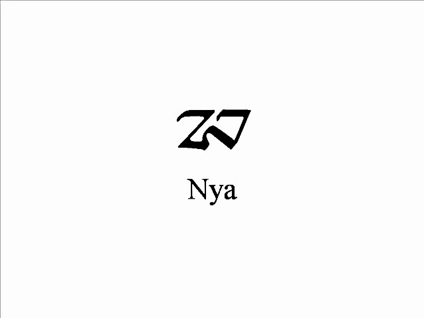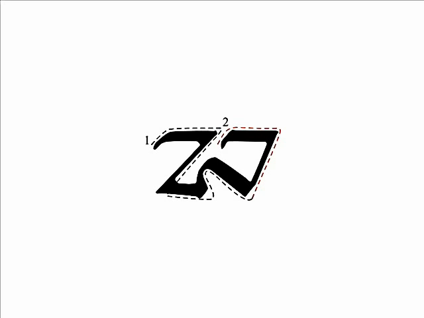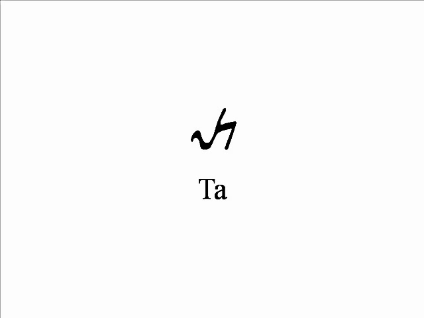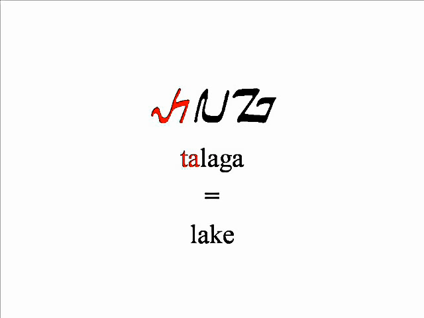The sixth letter is Nya, as in the word Fanya, a person name. It can be written like this, to make the word Nyaah, meaning love. The next is Ta, as in the word tablet. This is how we write the letter. And this is the word example, that is Talaga, which means lake.